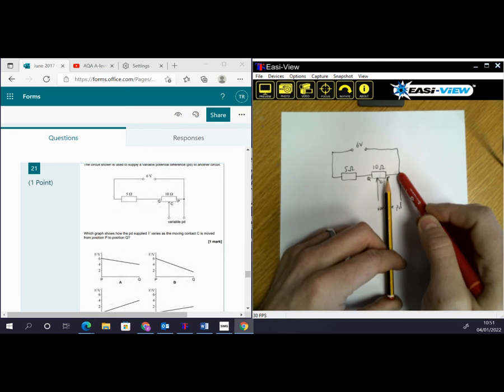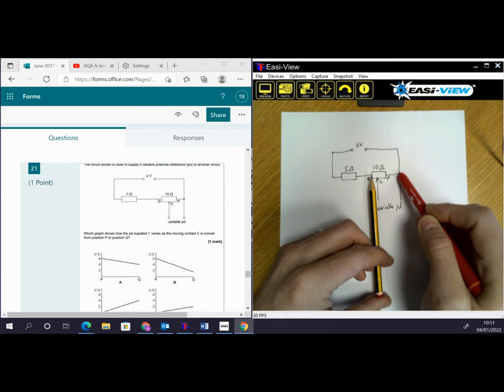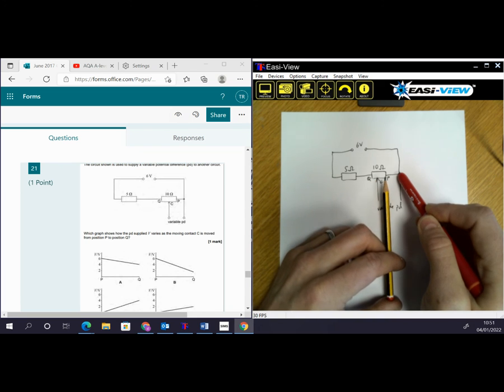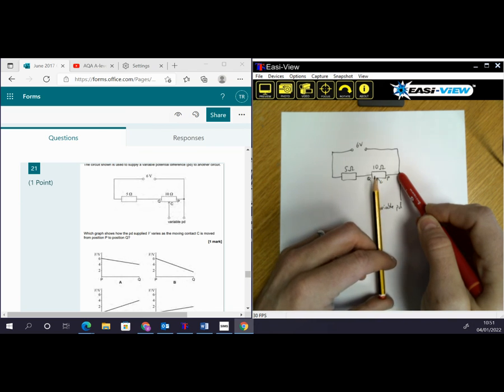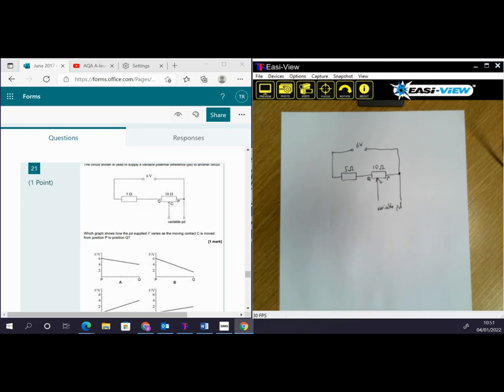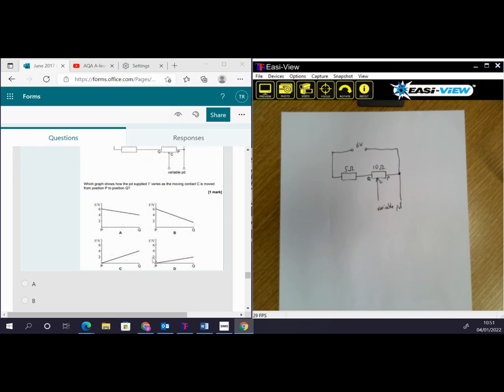So we'll go from a minimum of 0 to a maximum of 4 volts. And that will be a linear change. And all the graphs are linear, so that helps us. So we're looking for a graph that goes from 0 up to, because it's going from P to Q, up to 4 volts. And looking at the graphs, move over to the other side, looking at the graphs, that looks to be graph C, going from 0 up to 4 volts.